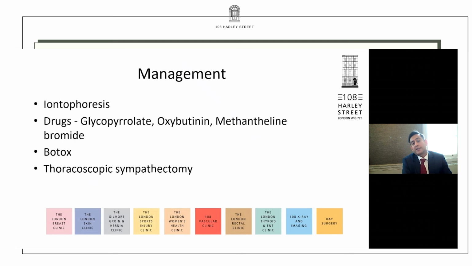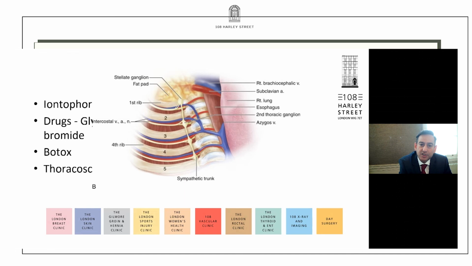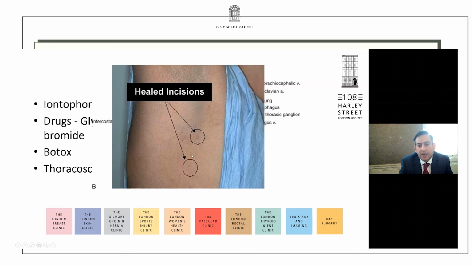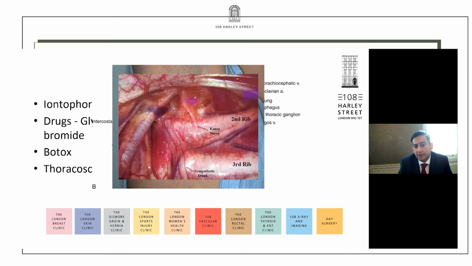Failing that, we could try something called thoracoscopic sympathectomy, which is actually quite an invasive procedure. It involves taking away the sympathetic chain at the T2 to T4 level. Most physicians now use a 2-incision approach, which is two small 2 to 5 millimeter incisions in the axilla to access the sympathetic chain. And this is what a thoracoscopic view looks like. You can see the sympathetic trunk here, and this is taken away.